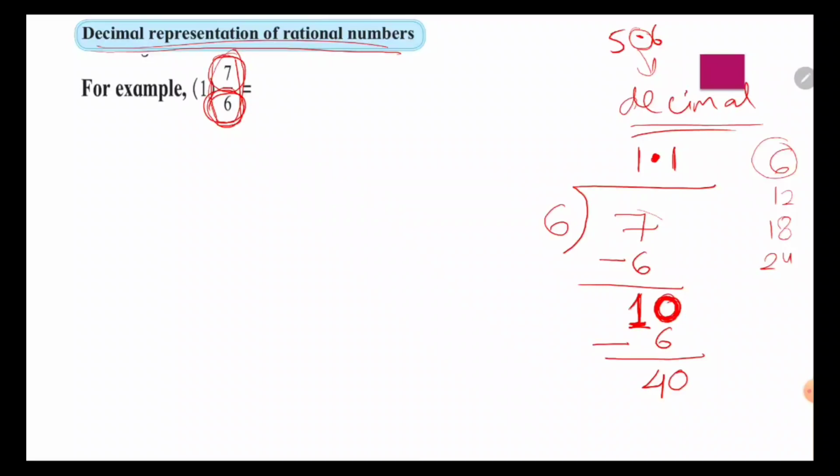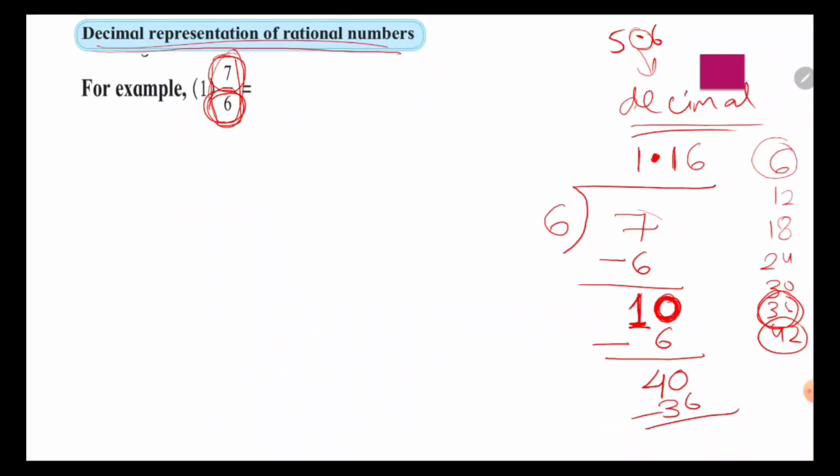Some students must be having a problem: sir, do we have to put the point again? No, only when we put the first 0 do we put the decimal point, and after that we don't put it again. Now I can see 6, 12, 18, 24, 30, 36 and 42. This is the table of 6. So there is 42 and 36. I'll take 36 because 42 is greater than 40, I can't take it. So 6 sixes are 36, and I'll write 6 here.